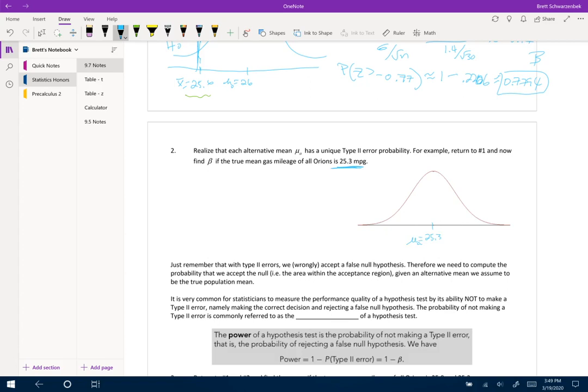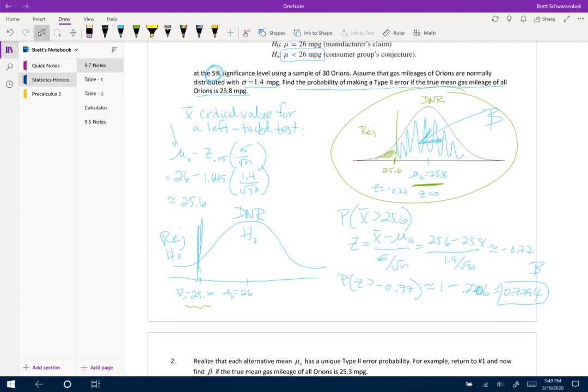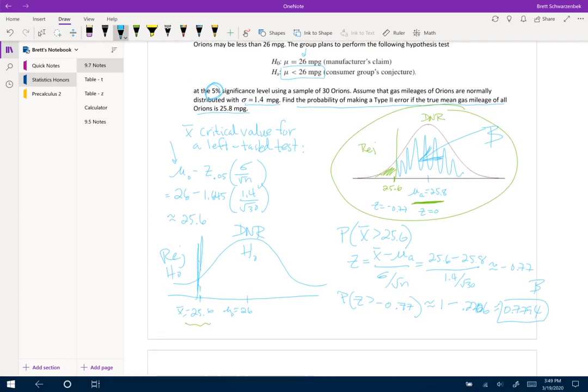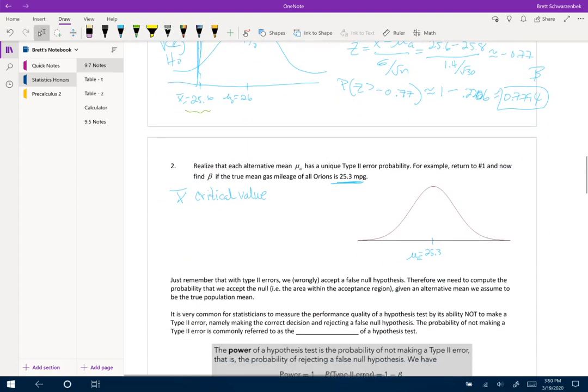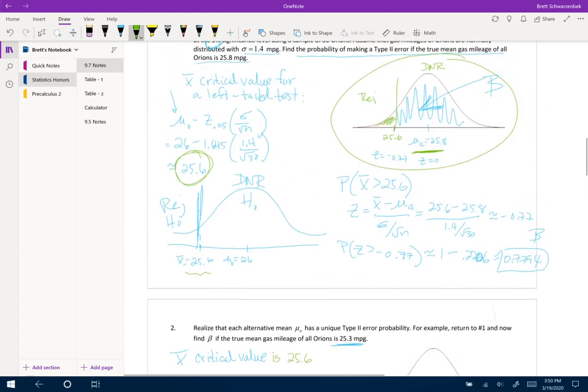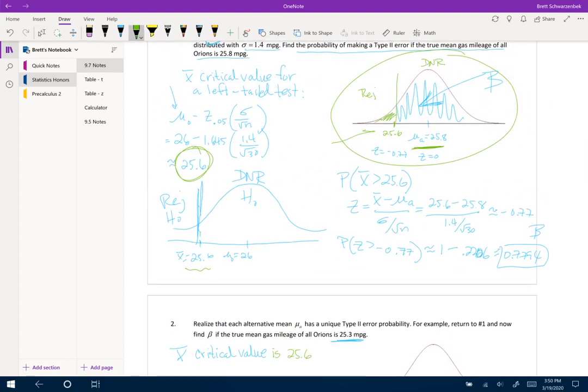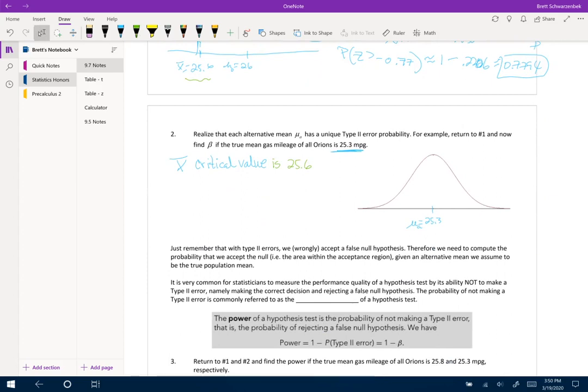So our x bar critical value is not going to change no matter what we do in this left-tailed test. This 26 right here doesn't change. Z sub 0.05, our alpha is still 0.05, and sigma and root n don't change. So we're still going to get 25.6 as our x bar critical value. So that's not going to change. But what is going to change? That 25.6 was to the left of the mean right here. Now, if we look at our new alternative mean, the 25.6 is now on this side, right?